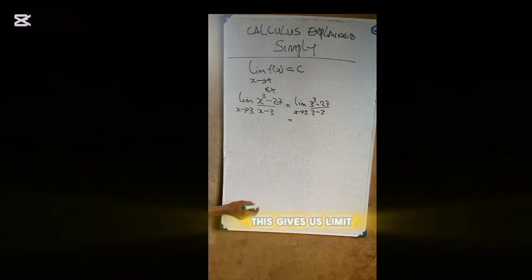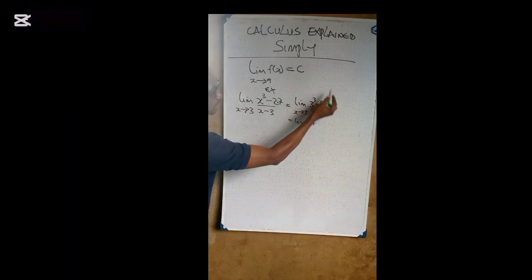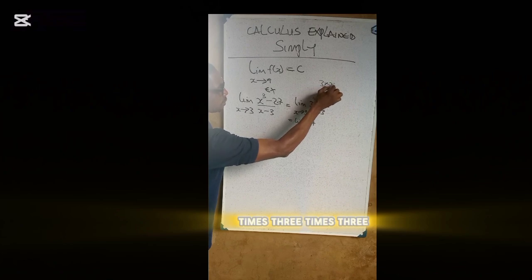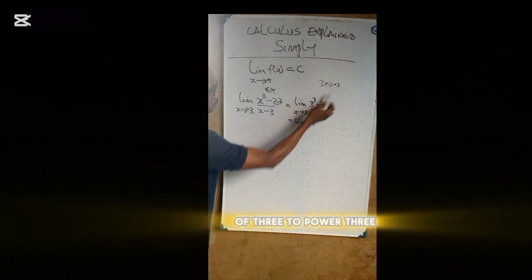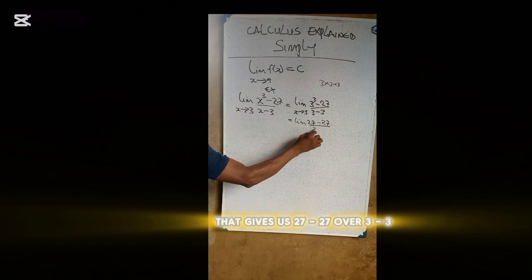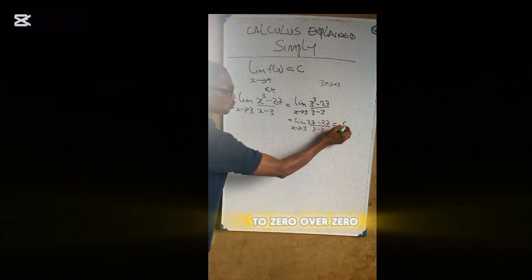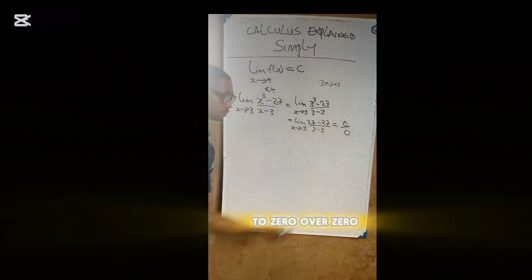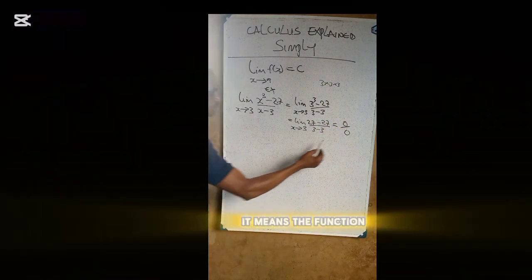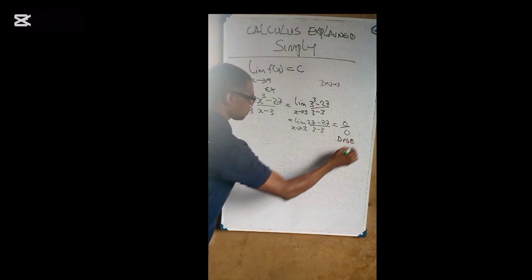This gives us what? The limit of 27, because 3 raised to the power 3 is 27. That means 3 times 3 times 3. That's the meaning of 3 raised to the power 3. That gives us 27 minus 27 over 3 minus 3 as x approaches 3. Now, this is equal to 0 over 0. What does this mean? It means the function does not exist.